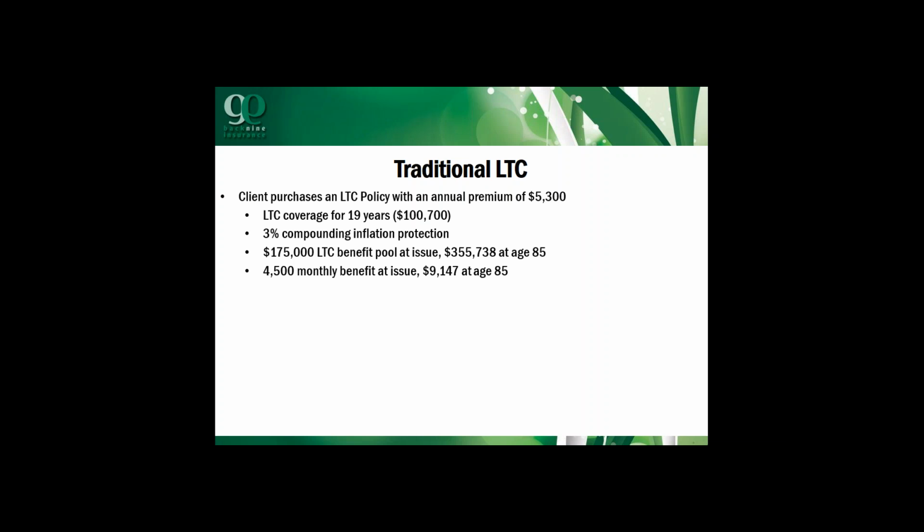This option has a 3% compounding inflation protection, which, as you can see, will boost the benefit pool. So at issue, you'll have $175,000. By the age of 85, that benefit pool will balloon to $355,000. Same goes for the month. At issue, it's $4,500, but by age 85, it's $9,100.